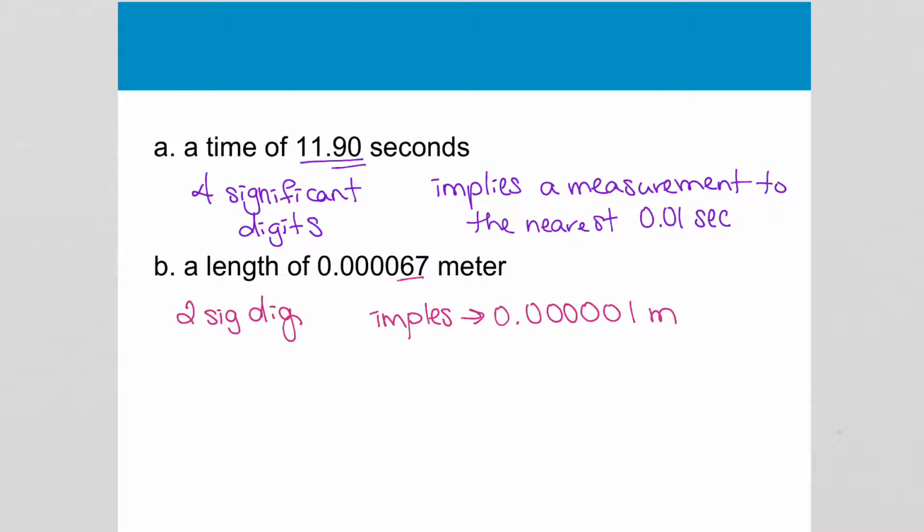Now, the reason that this has only got 2 significant digits is because note that this could be written as 67 micrometers, depending on how it's said. Then that shows that it could be just 2 significant digits.